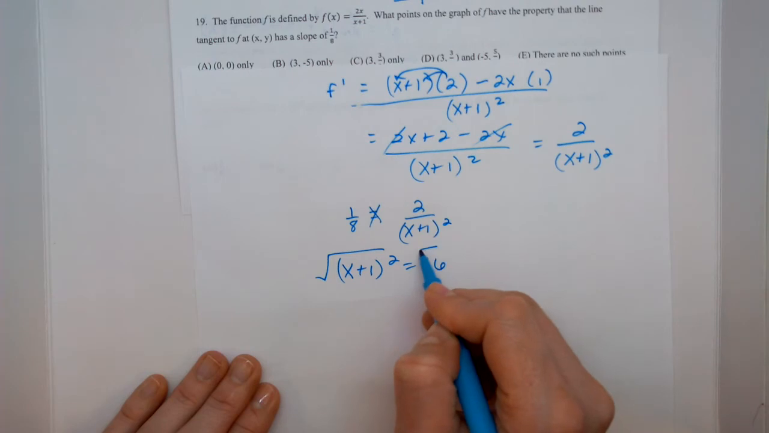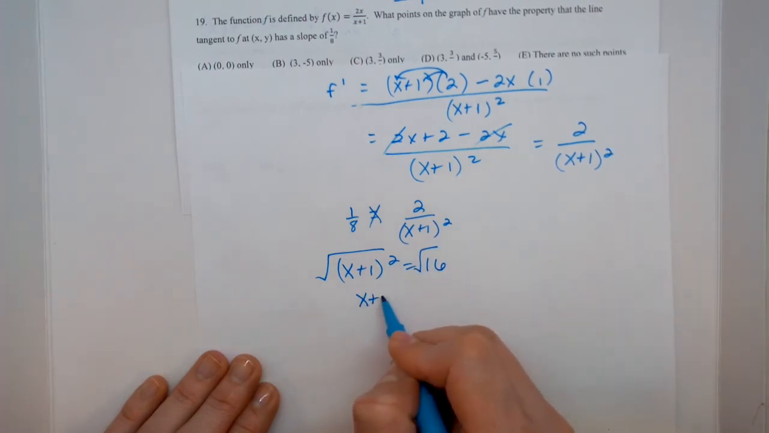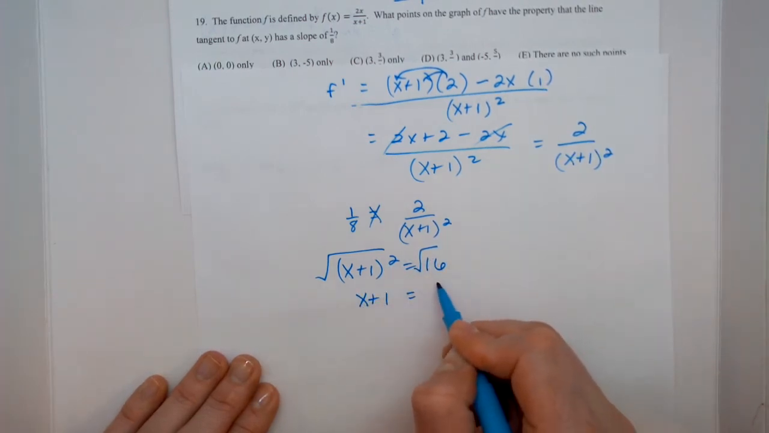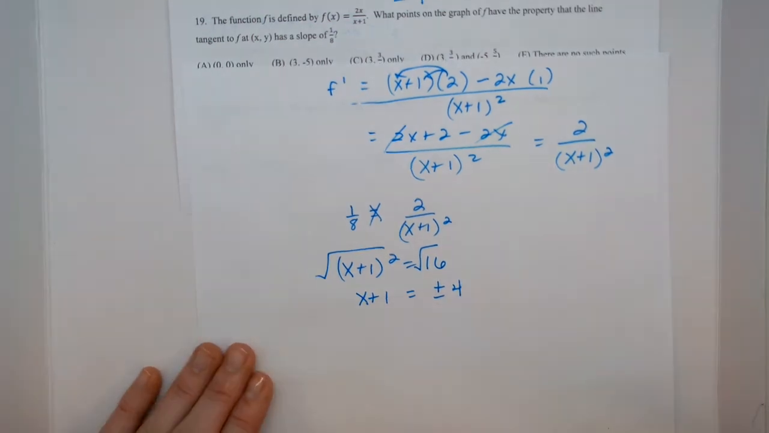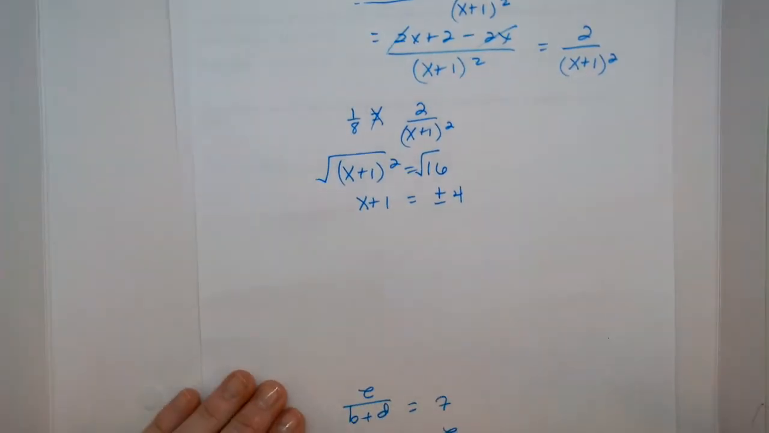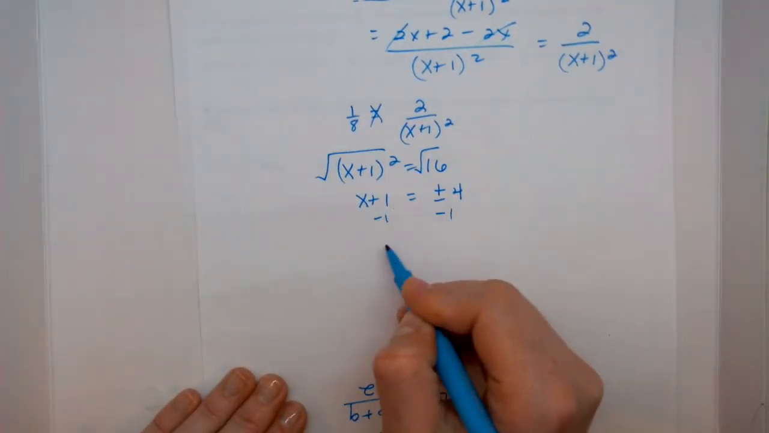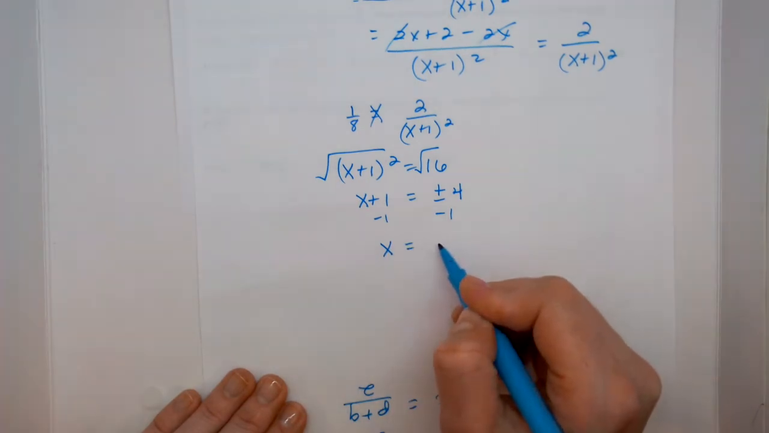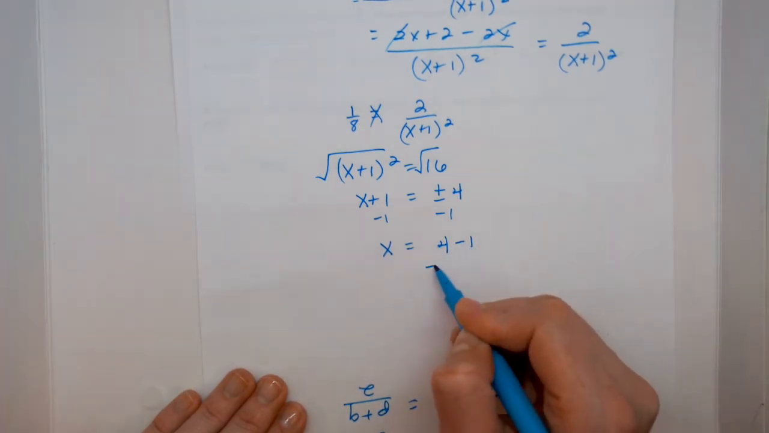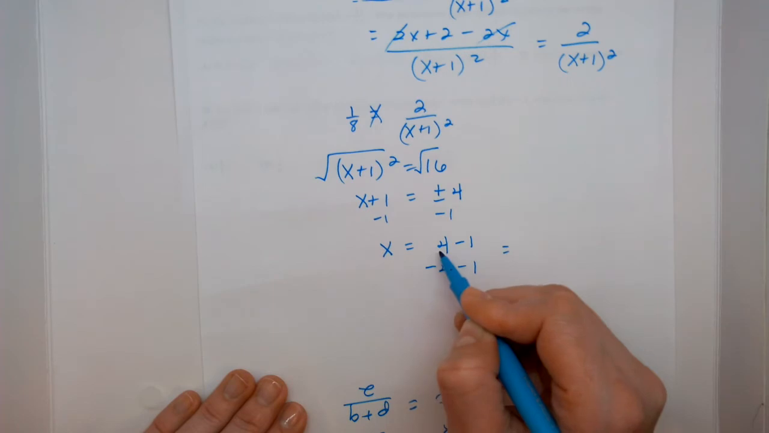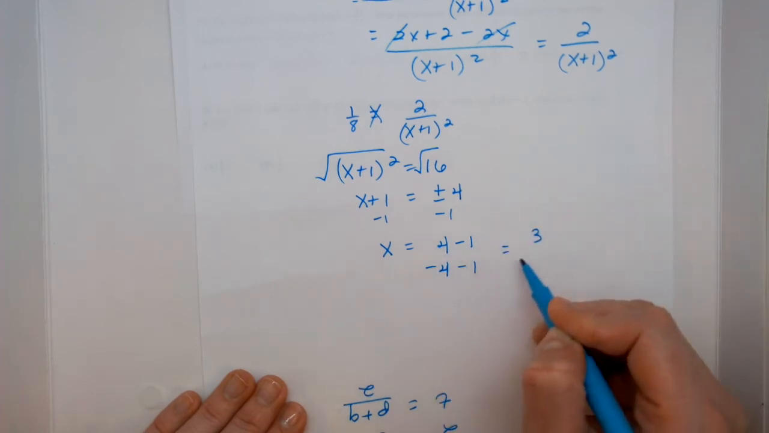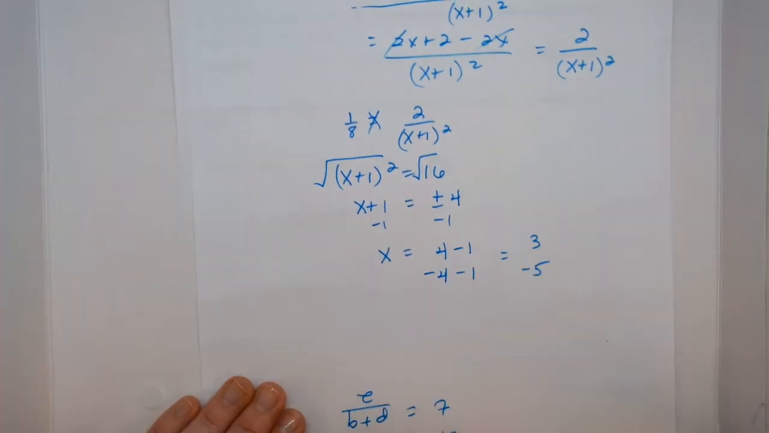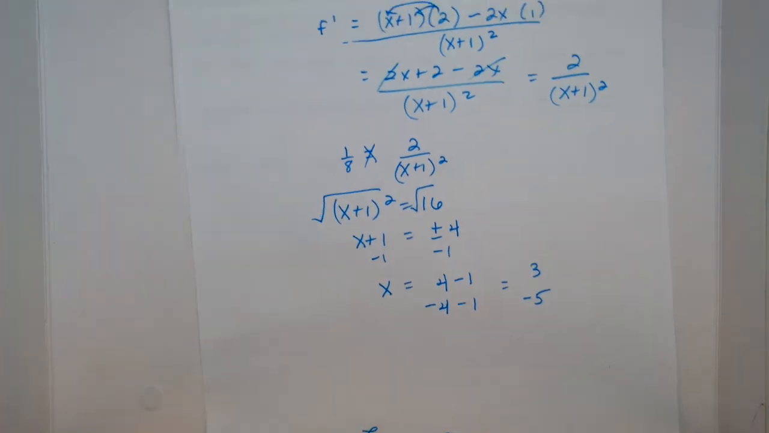Let's take the square root of both sides to get rid of the squared. Now remember, when you take the square root of a number, you put plus or minus, because I could square a negative and get positive 16 as well. Subtract 1, and so x is equal to 4 minus 1 and negative 4 minus 1. So 4 minus 1 is 3, negative 4 minus 1 is negative 5. So those are my x values.